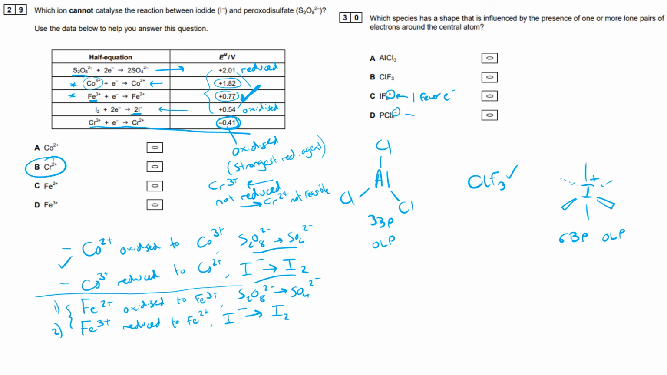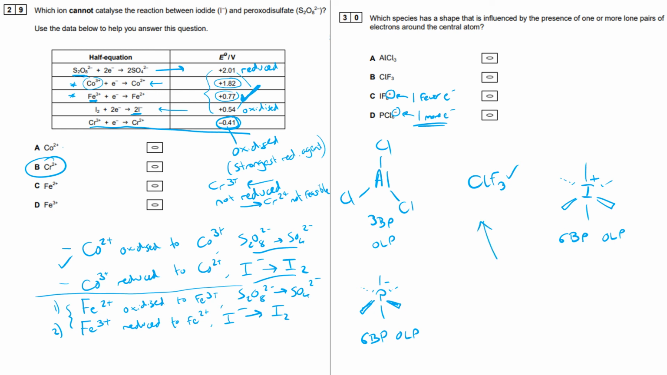PCl6-, if it's got a negative charge, it's got 1 more electron than normal. So PCl6- is going to have 6 bonding pairs with chloride. Phosphorus is in group 5, it normally has 5 outer electrons, but because it's got a negative charge, it's got one more electron than normal. So PCl6- is going to have 6 bonding pairs, no lone pairs. Again, that one's going to be octahedral.